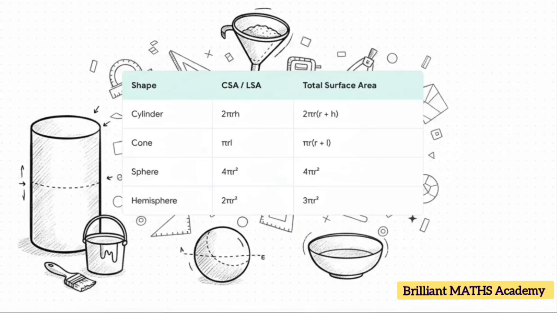Need to know how much paint it'll take to cover a cylindrical tank? Yep, use the formula for total surface area. Want to figure out how much sheet metal you need for a cone-shaped funnel? It's right there. These formulas let us measure the skin of the most common 3D solids we run into every day.